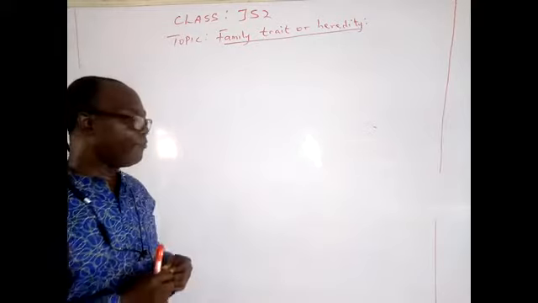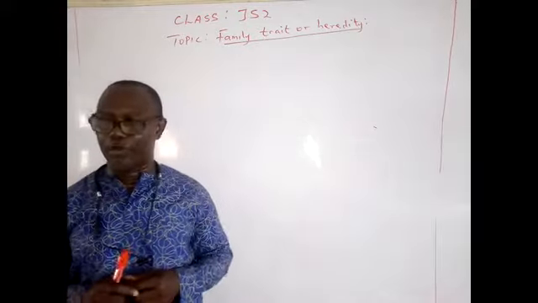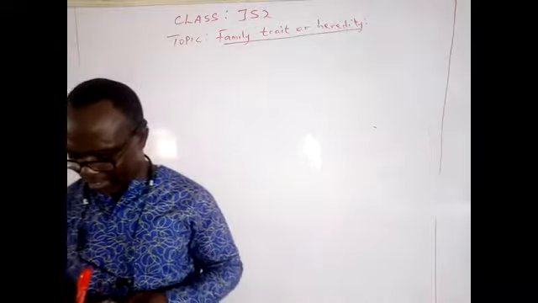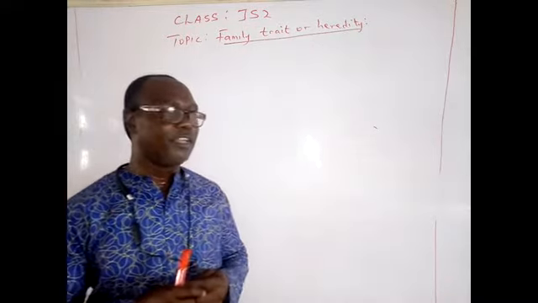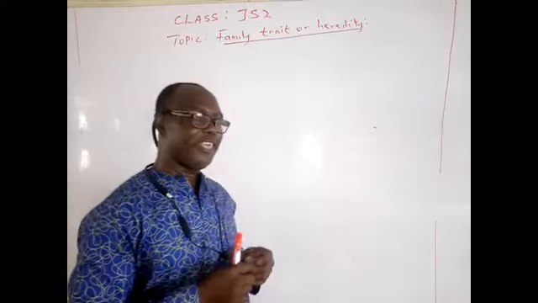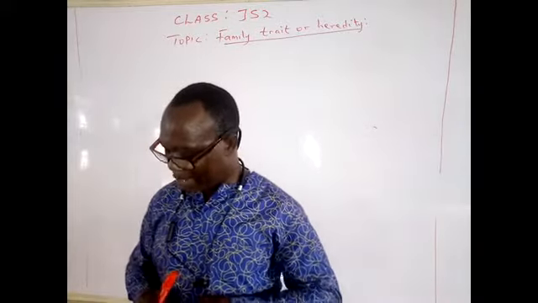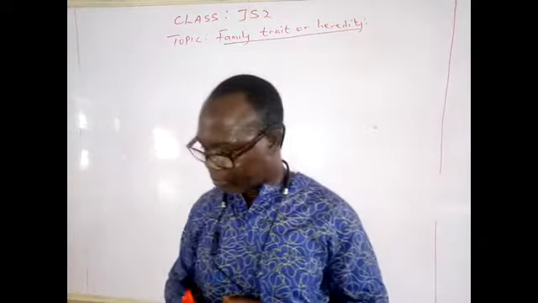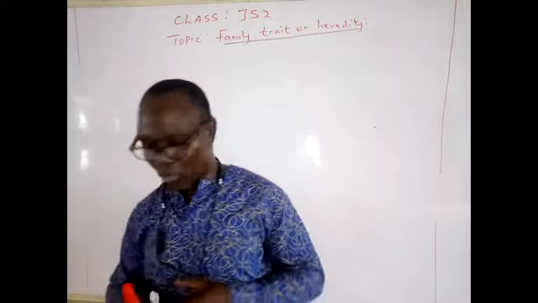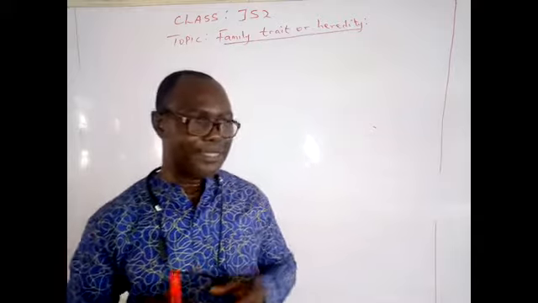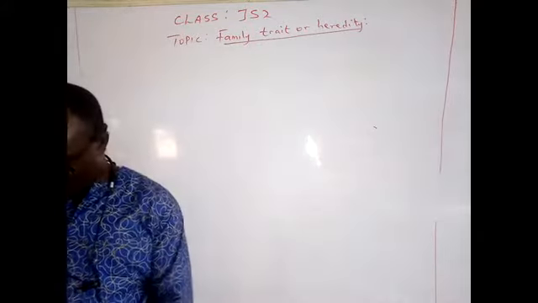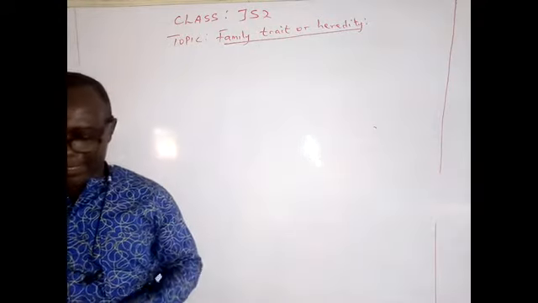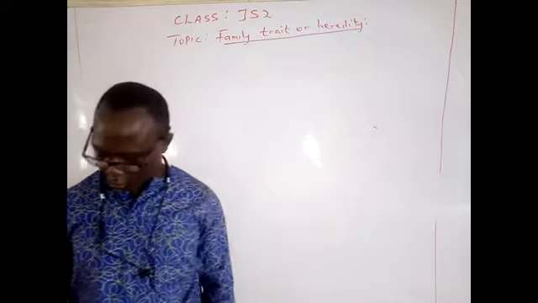For example, we have the height, the shape of the nose, the size of the eye, the color of the eye, the complexion of the body, the blood group, the ability of an individual to detect color, the ability of the blood to clot, hemophilia, albinism, shortness or tallness, etc. These are some of the family characteristics that are transmitted from parents to children.